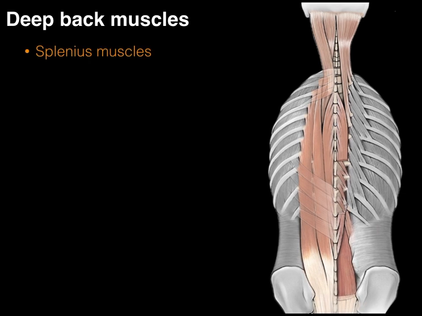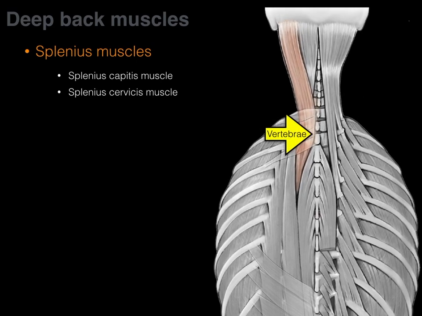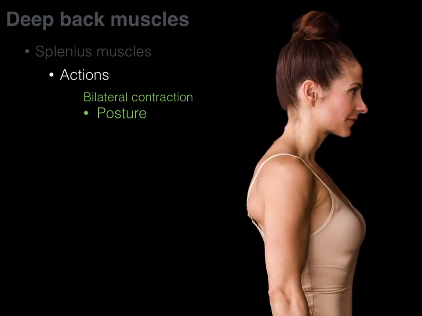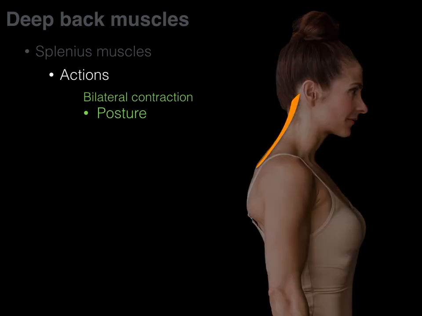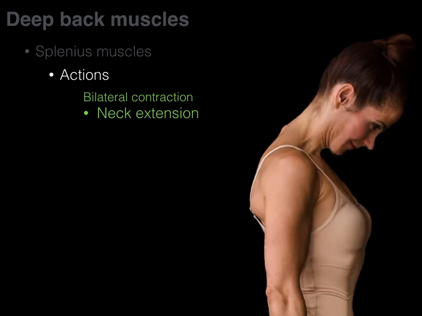Now, of those deep back muscles, we're going to talk about the splenius muscles. The splenius muscles, splenius capitis and splenius cervicis, arise from the vertebral column and insert on the back of the skull and back of the mastoid process. Their actions bilaterally are posture. They basically keep your head straight or your neck straight. When they bilaterally contract, they also do neck extension.